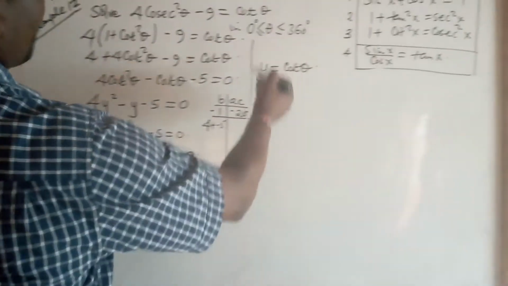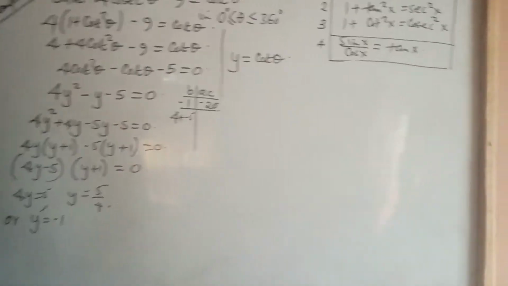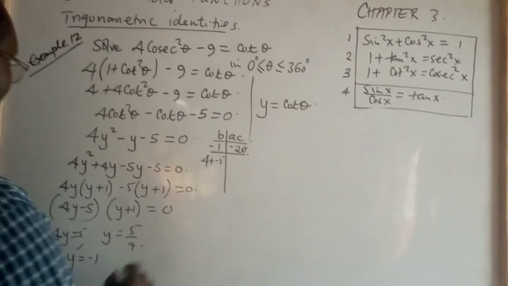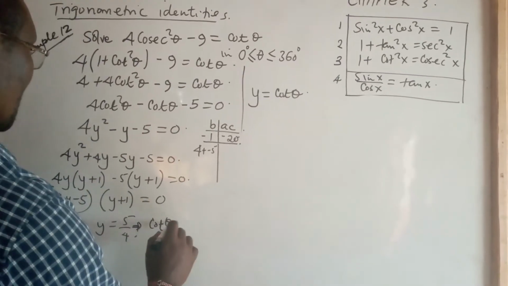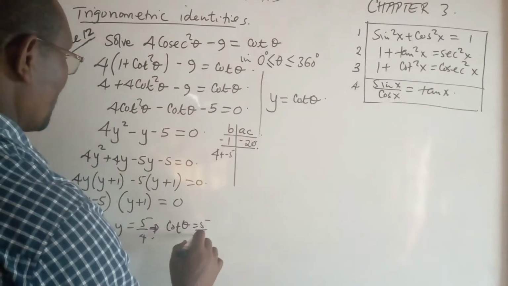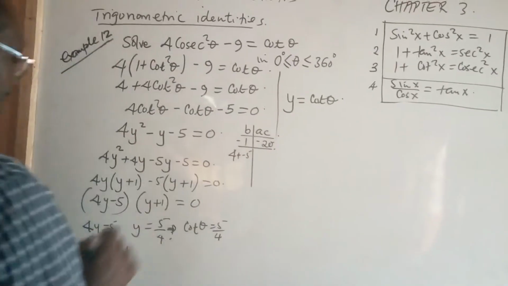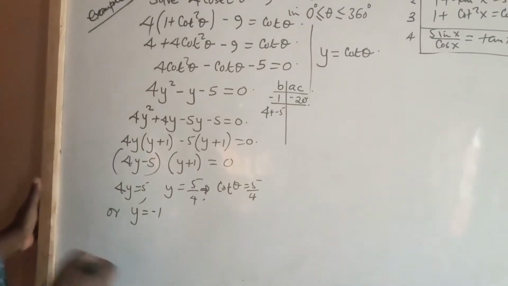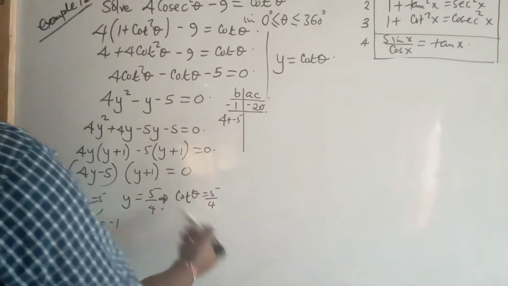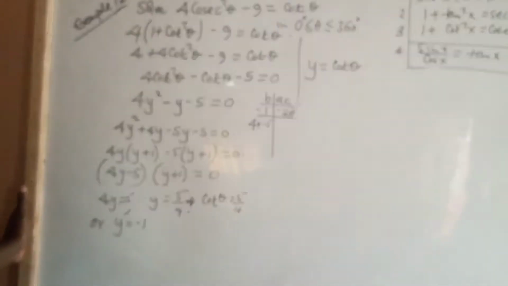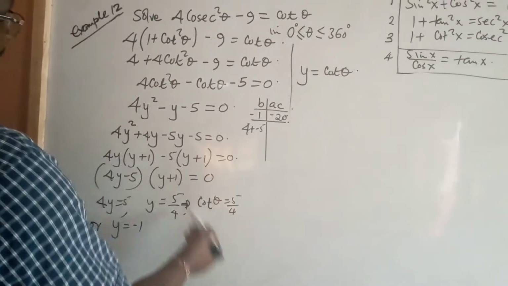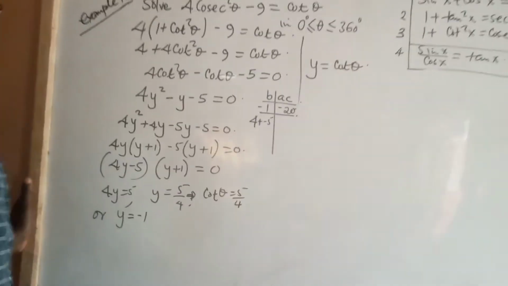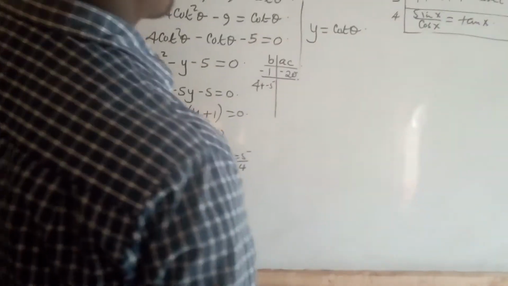But remember, what was our y? Our y was cot theta. So if this is true, cot theta is 5 over 4. That means in the calculator, we may not be able to readily work with cot, so we are supposed to work with the primary trigonometric ratios, which is, and this one is so much related with tan.